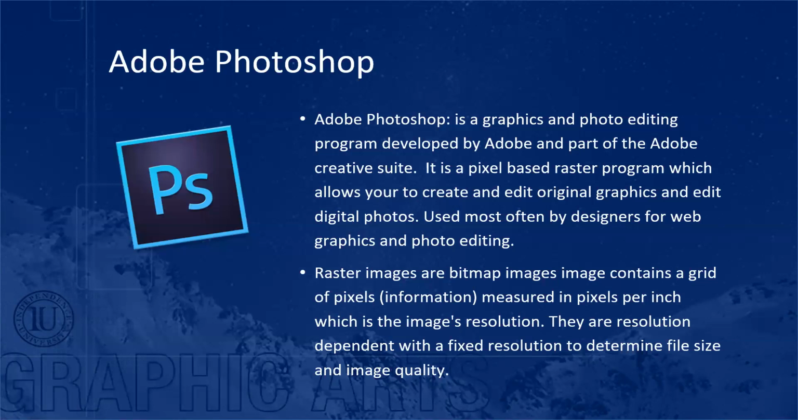So pixel-based raster program rather than vector, which we'll get into next, allows you to create and edit graphics and digital photos, used very often for photo editing and web graphics as well. Raster images are bitmap images, which contain a grid of pixels. And those pixels are essentially color information, and it is those pixels that when you say something is pixelated, that's what you're actually seeing.